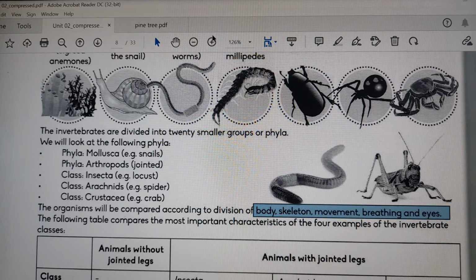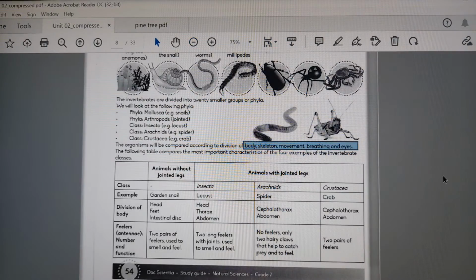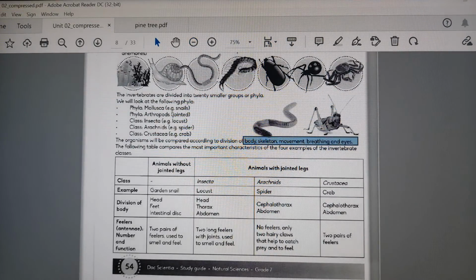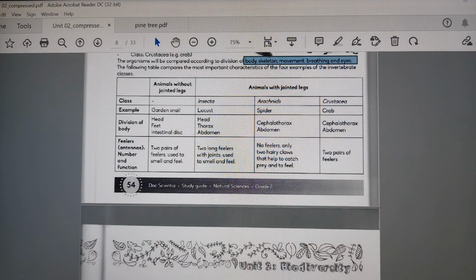Okay, so let me try to minimize this so that you can see this clearly, because it's a little bit of a big table. I hope you can still see. I will just maximize it a little bit.